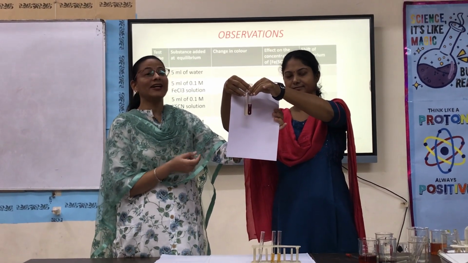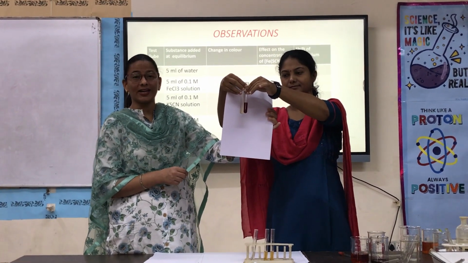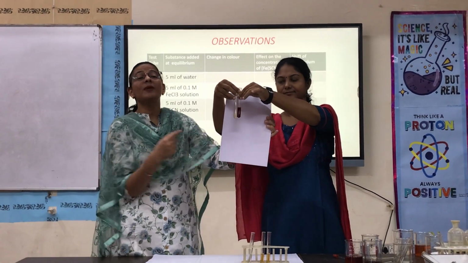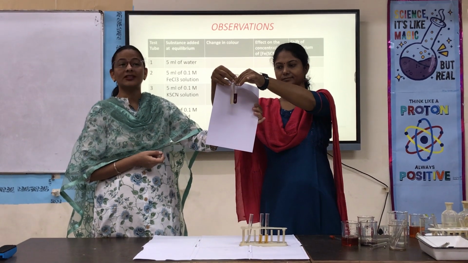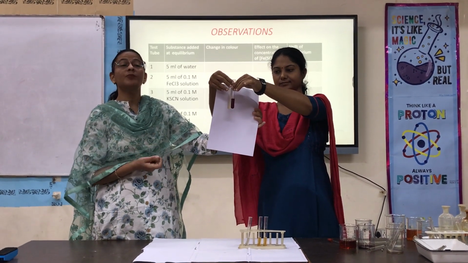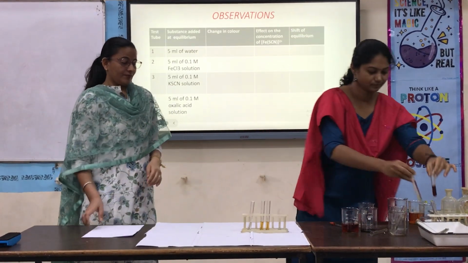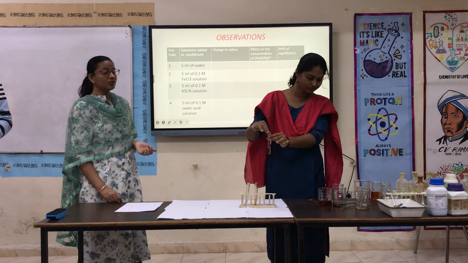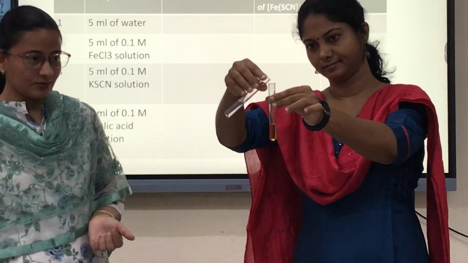Deep blood red color indicates the formation of the complex between ferric ions and thiocyanate ions. So it means equilibrium has shifted in the forward direction, that is towards the product side, meaning more and more product formation takes place. Now let's add 5 milliliter of potassium thiocyanate solution to the third test tube, and let's see what happens in this also.